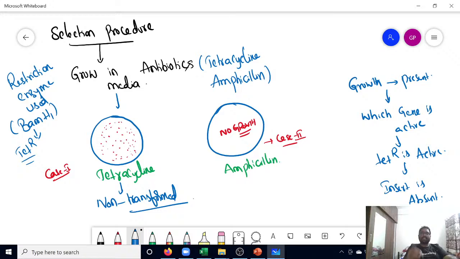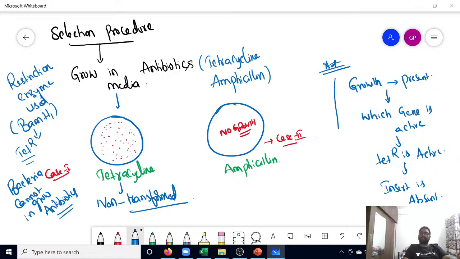TET is active because it's an antibiotic. Basically, bacteria cannot grow in antibiotics. It is growing means TET-R is active. TET-R is active means yes, this is the point. Please make a note here. Fatafat.